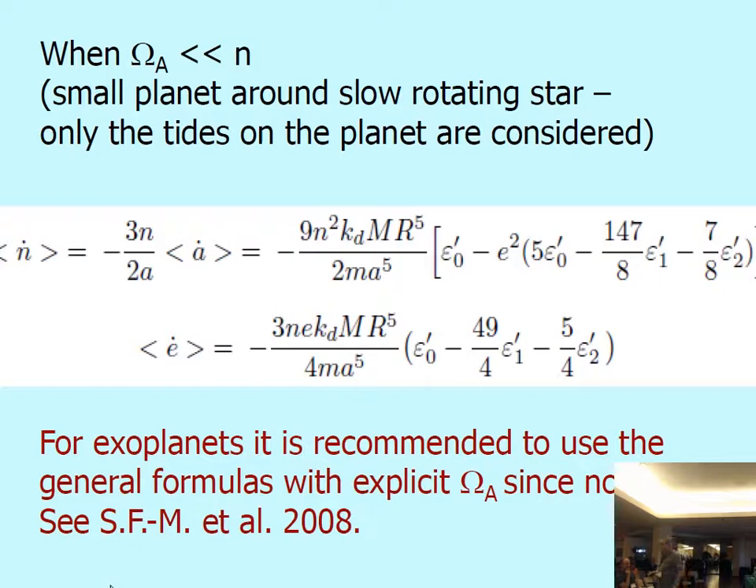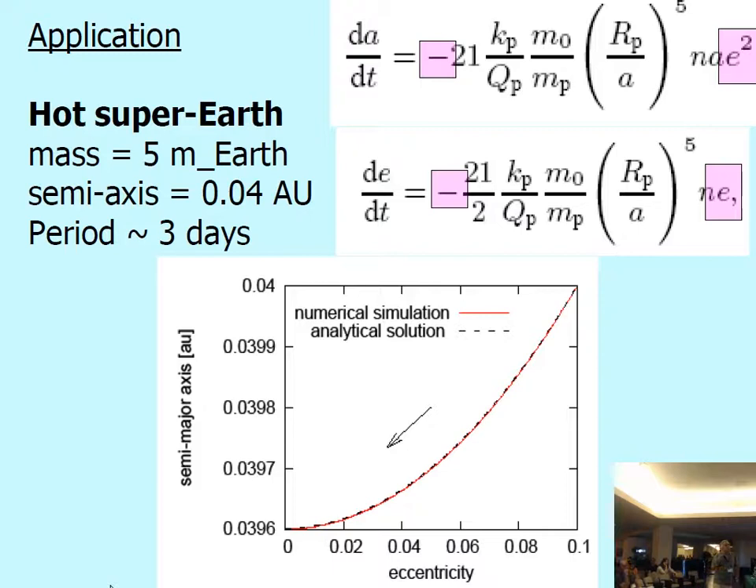Okay, so I take these equations and I will consider a hot super Earth, a planet whose mass is some times the mass of the Earth. I will consider 5 times the mass of the Earth. I will consider the semi-axis very small, and that the period is 3 days. It is rotating very fast around the star.